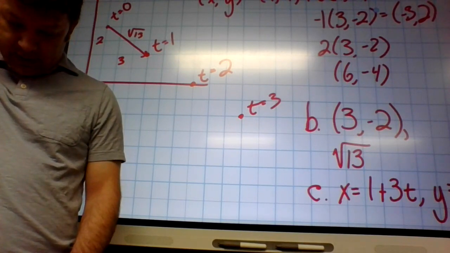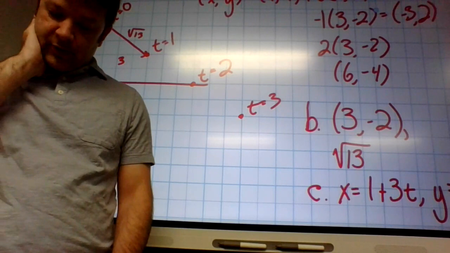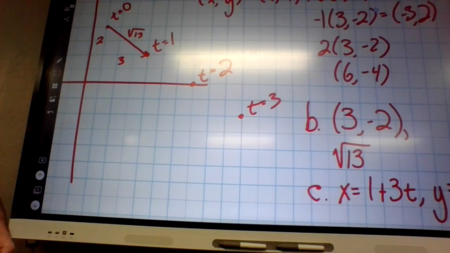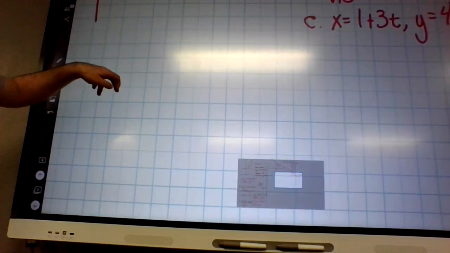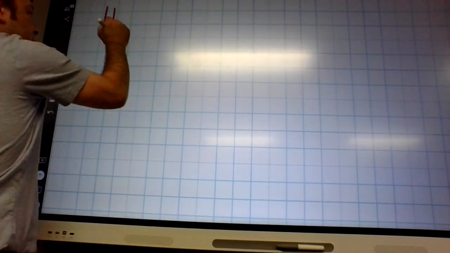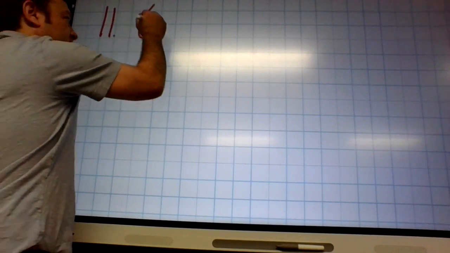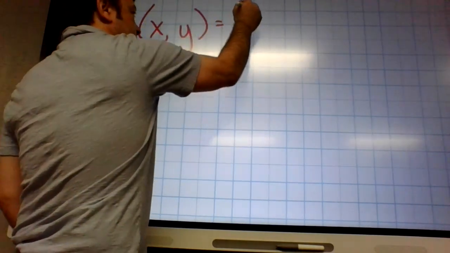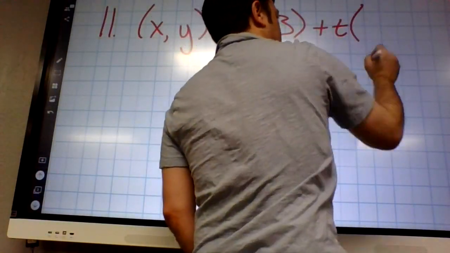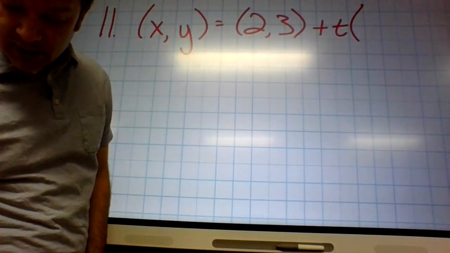Number 11. In the exercise, find vector and parametric equations of the moving object described. Okay, so kind of the same as number one, basically. The velocity is 3, -1. That's the direction vector, basically. The position at time t equals 0 is 2, 3. That's telling us we're starting at 2, 3. So that's the starting point. And then the velocity is the direction it's going to head, 3, -1.